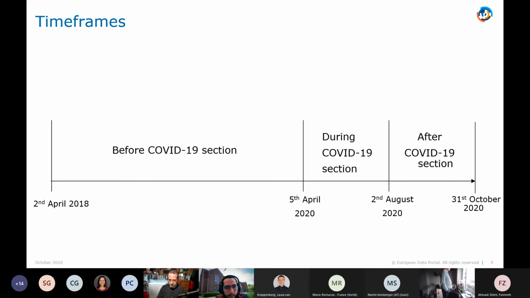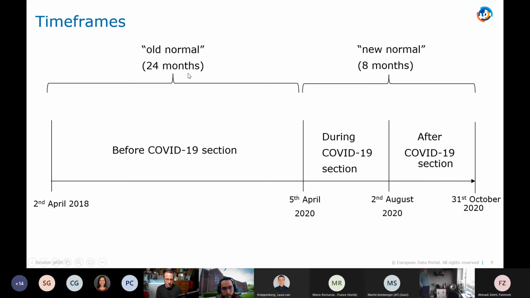Before jumping in, let me tell you about the time frames that we considered. We analyzed 3 time frames. Before the COVID-19 section, from 2nd April 2018 to 5th April 2020. Then this period here was when the COVID-19 section was published on the homepage, and this period here from August to end of October is the one that we considered after the COVID-19 section was retired from the homepage, and we can say archived or moved to the impact and studies subsection.